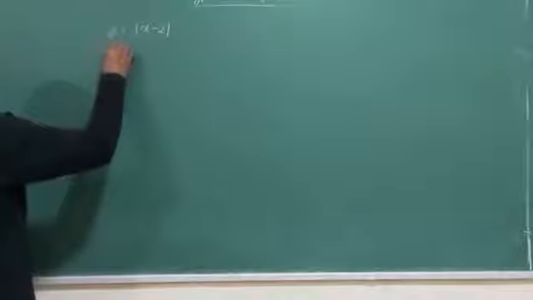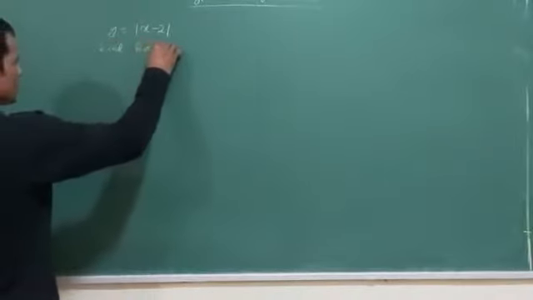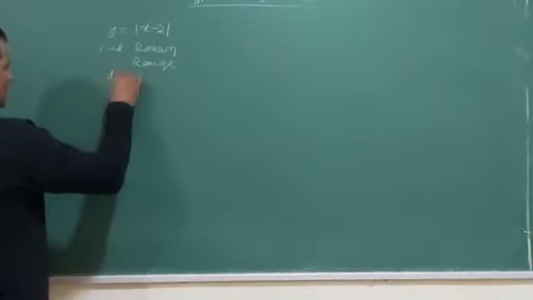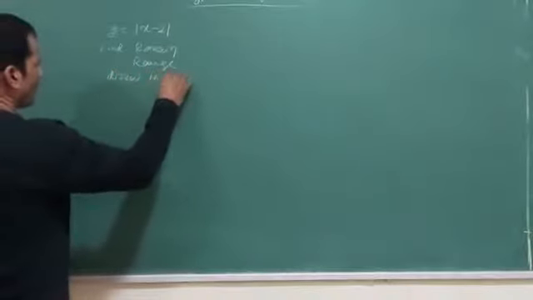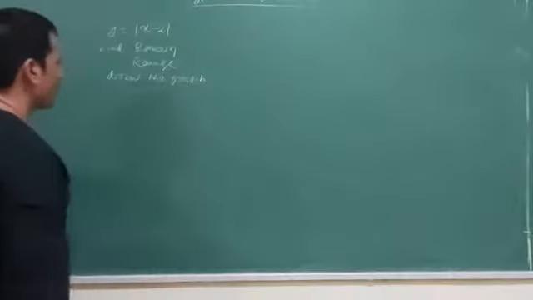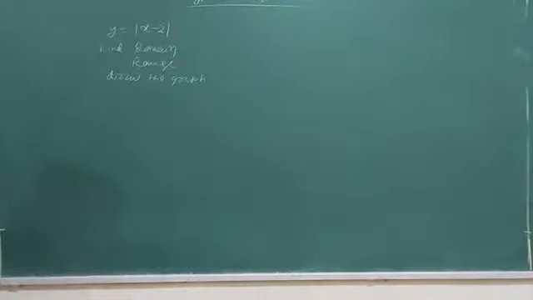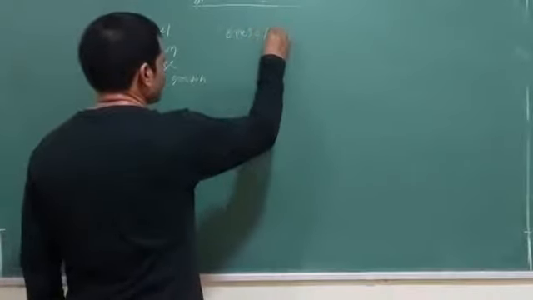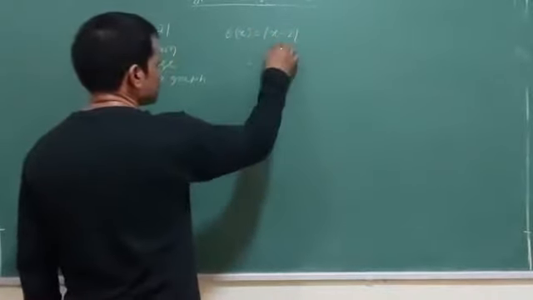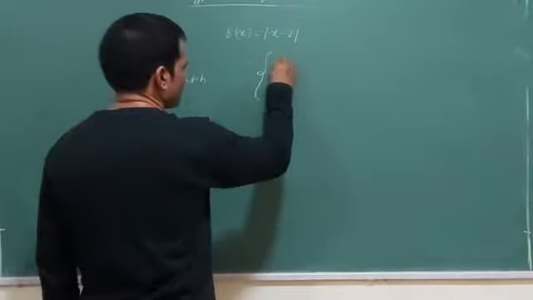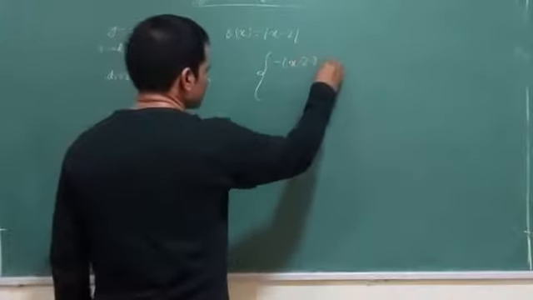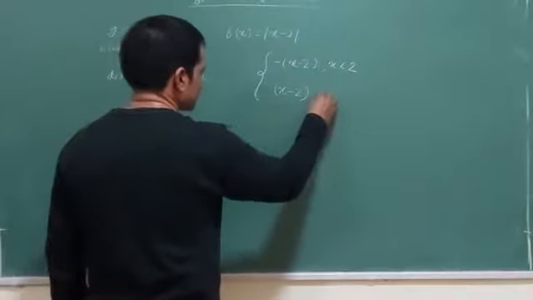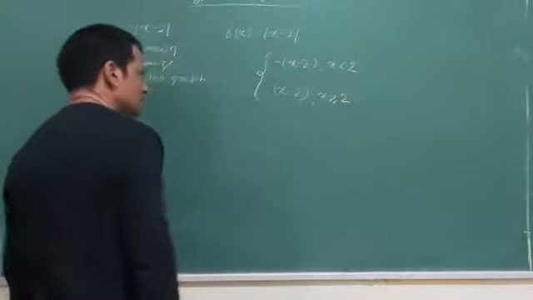Find domain, range, draw the graph. Find the domain, range and draw the graph. So when I write down f(x) equals to mod x minus 2 equated to 0, that gives you x equal to 2. So minus x minus 2 when x is less than 2, the partition value. When positive x minus 2 when x is greater than or equals to 2. Okay, done.